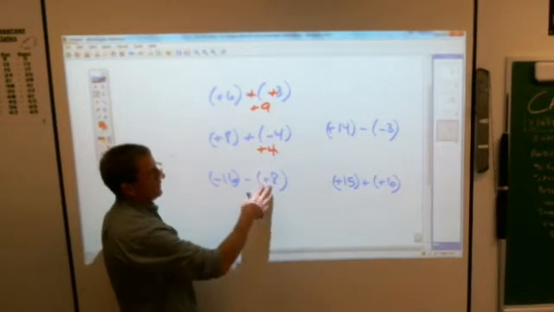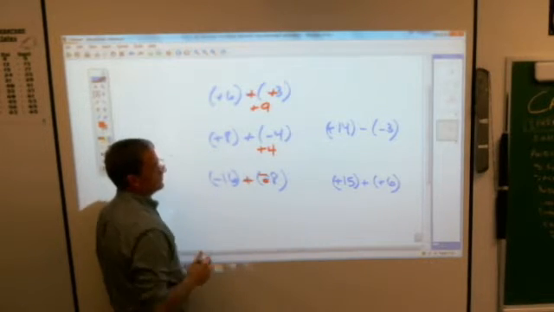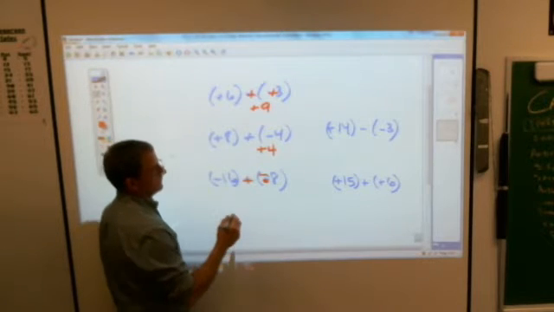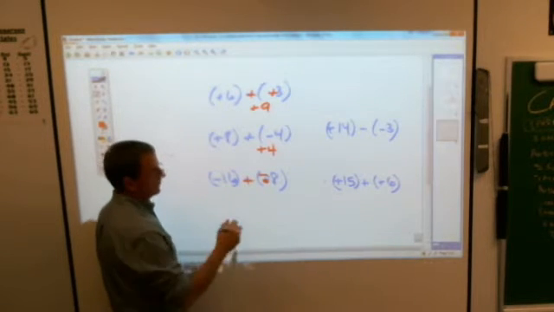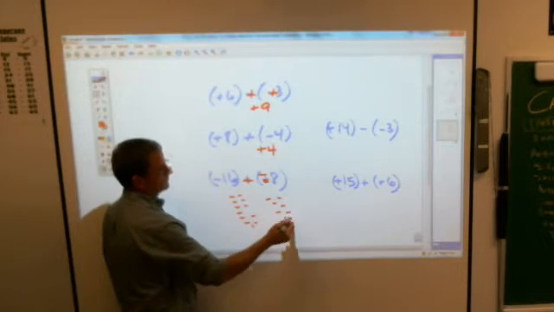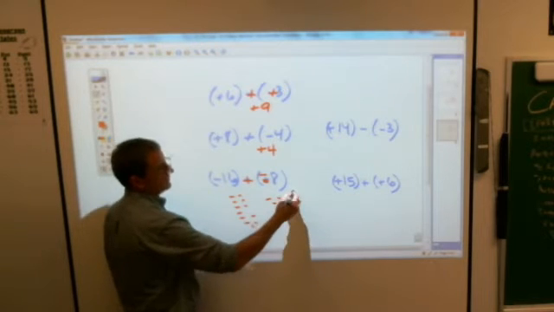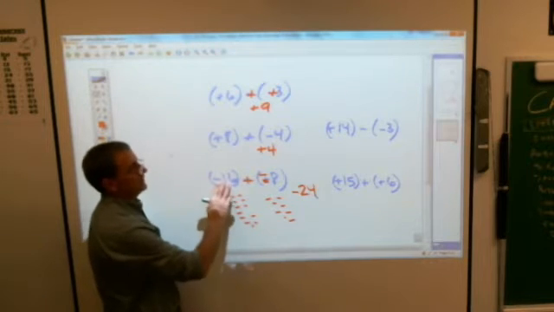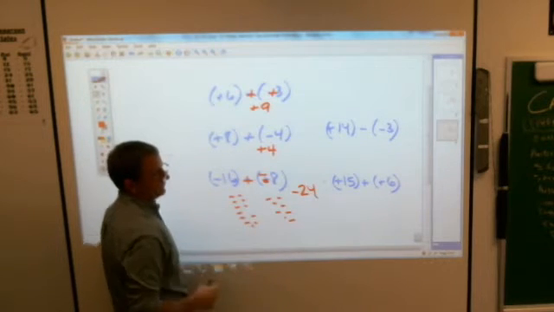Negative 16 minus a positive 8. Again, it's subtraction, so now it changes to its opposite. What is a negative 16 plus a negative 8? They're both the same sign. I have 16 negatives and I have 8 more negatives. It's negative 24. You have 16 negatives and you're adding 8 more negatives. That's 24 negatives. Negative 24.